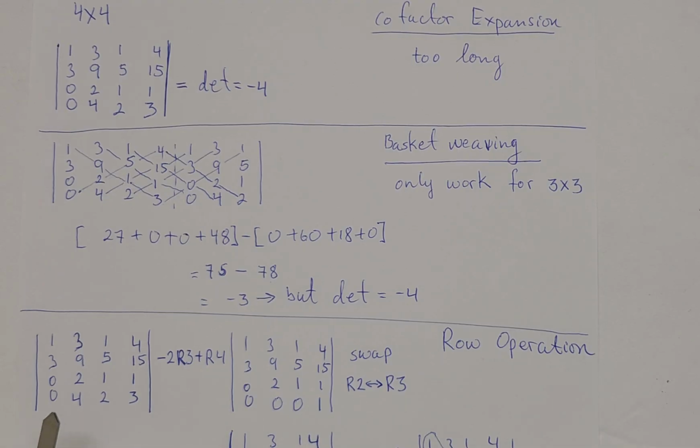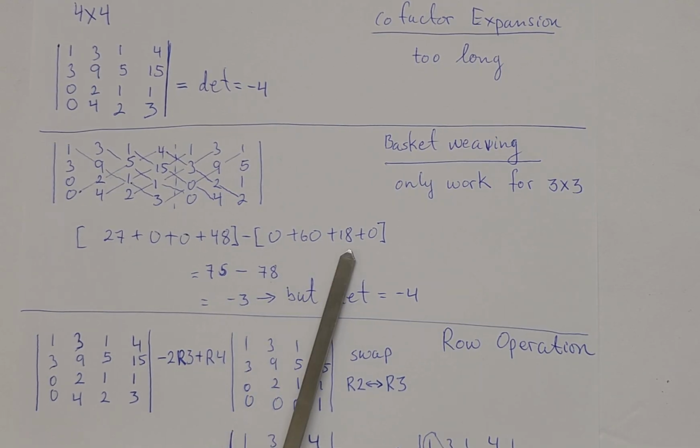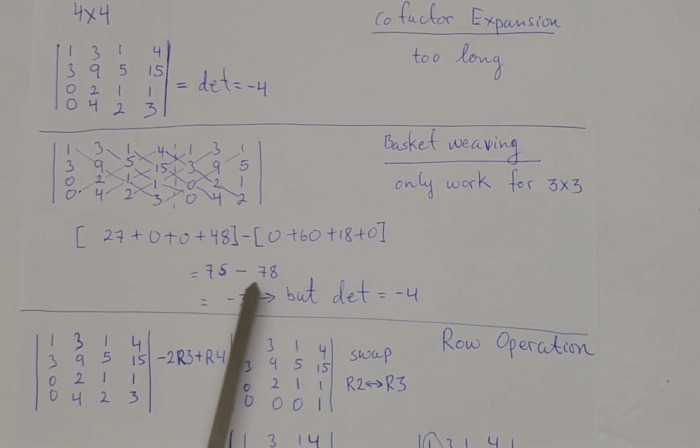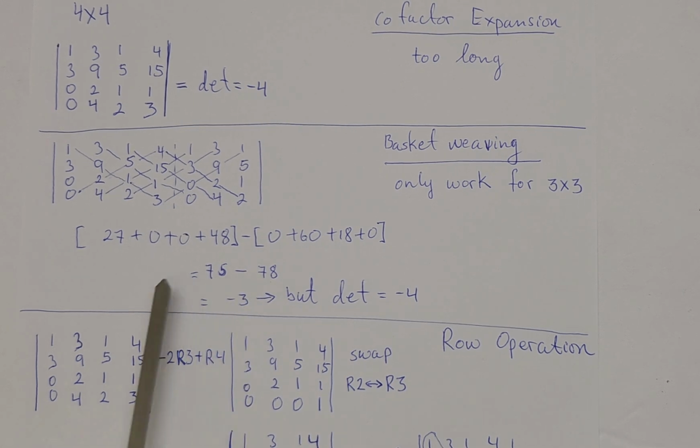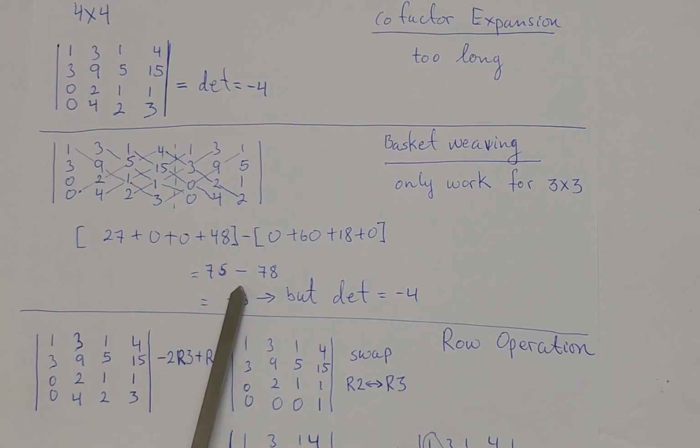After that, simplify a little bit more. 27 plus 48 gives me this 75. 60 plus 18 gives me this 78. Don't forget the minus. So now it becomes 75 minus 78, which comes out to be -3. But our determinant is -4. So it doesn't work on a 4x4.